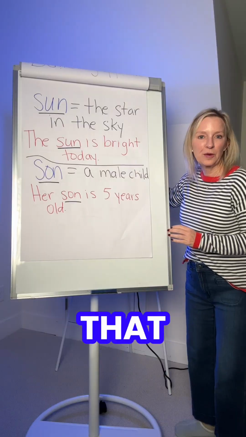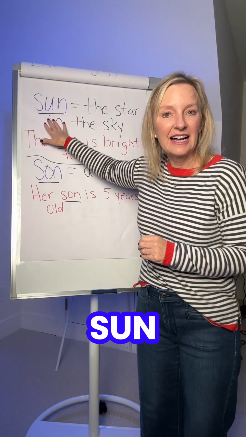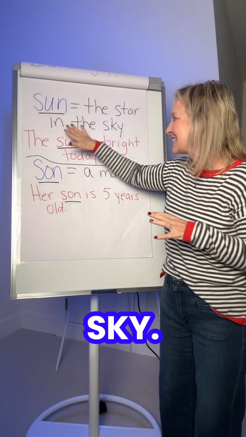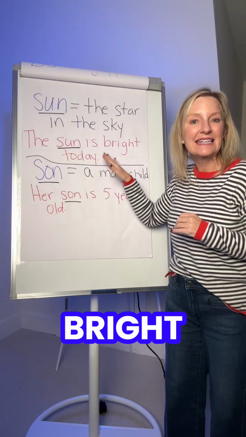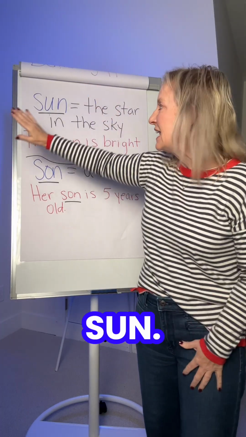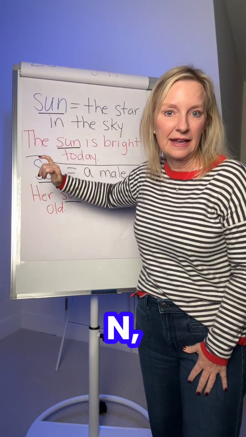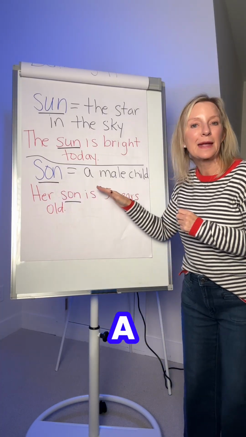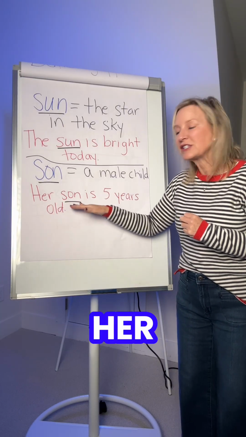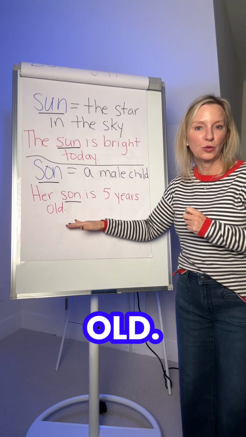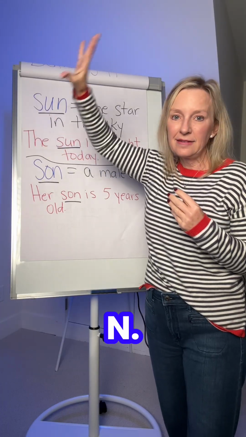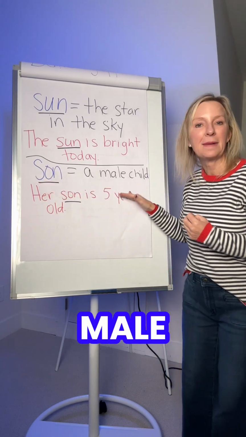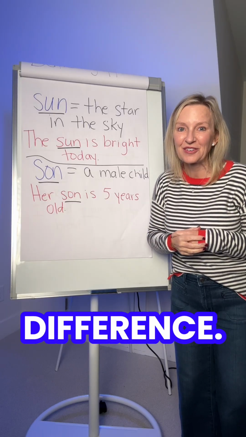The next homophone that we're going to talk about is sun and son. This sun is the big star in the sky. The sun is bright today, right? And you spell that S-U-N. Different from the word son, S-O-N, which means a male child. Her son is 5 years old. Sun, S-U-N, is what is in the sky that shines brightly. And S-O-N is a male child. And that's the difference.